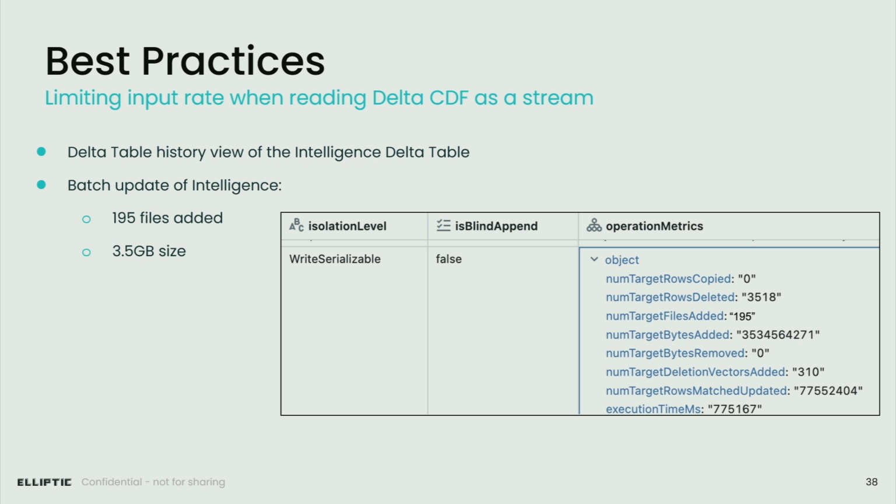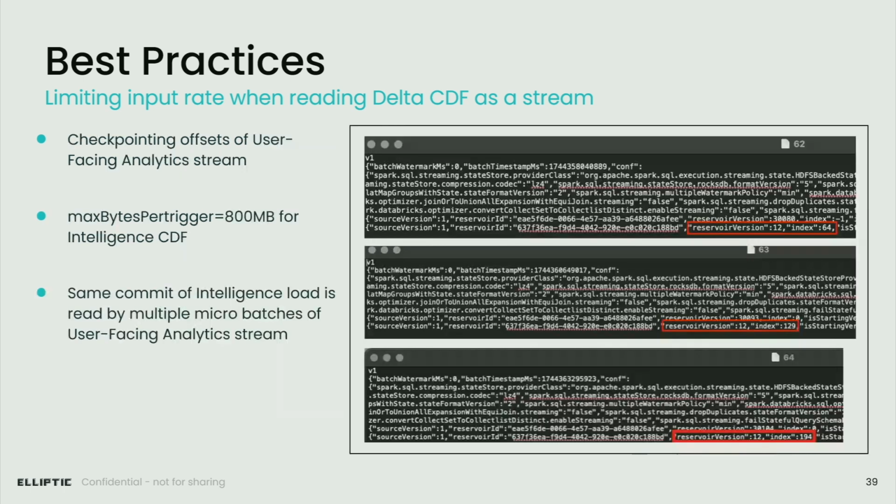And you can see an example of an Intel load of 195 files and 3.5 gigabyte size. By using the max bytes per trigger, this is very interesting, we have seen that thanks to Delta, this big batch of 3.5 gigabytes is split into 3 small chunks, well, 3 or more, but it's split into small chunks. For those of you not familiar with checkpointing offsets, whenever we have a streaming job running in Structured Streaming or Databricks, we have this checkpointing folder. We have this offsets folder that keeps track of what point in time we're reading from the Delta table.